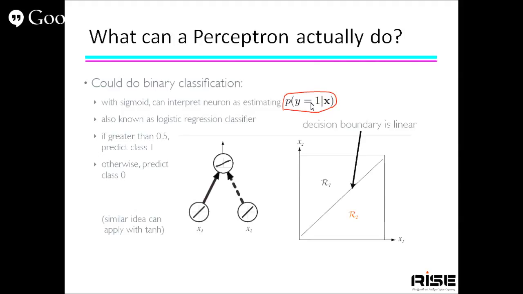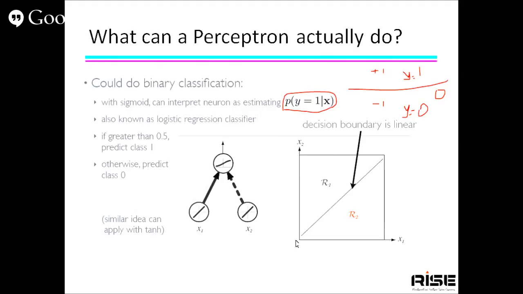This is a very simple idea, and it can be extended to tanh also. As I told you already, tanh starts from -1 and goes till +1. So I can set up a boundary at 0, saying that when the output is greater than 0, the class is 1, and when it is less than 0, the class is 0. The idea of binary classification using sigmoid can be extended to tanh like this. But one thing you should always remember is the decision boundary is linear.